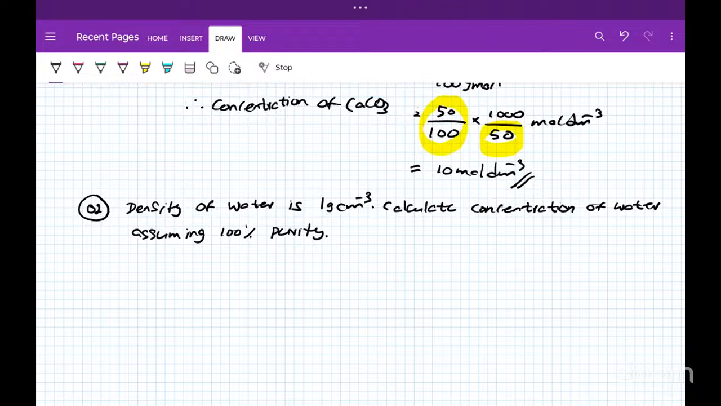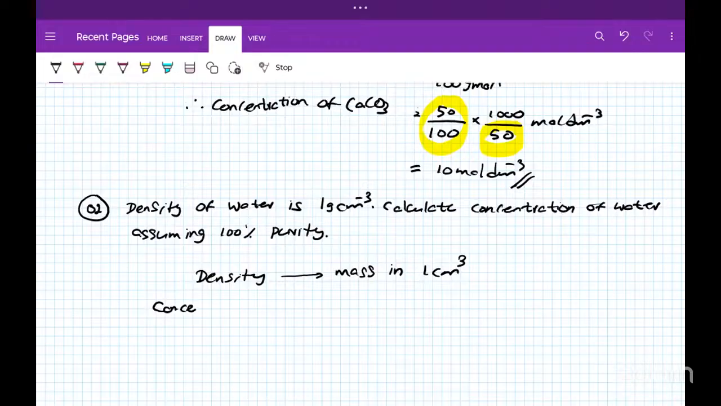Density of water is 1 gram per cubic centimeter. So we have been asked about the concentration of water, assuming 100% purity. 100% purity means if you take a water sample, that is 100% water. Now the density means mass in unit volume. In the given units, it is mass in 1 cubic centimeter.